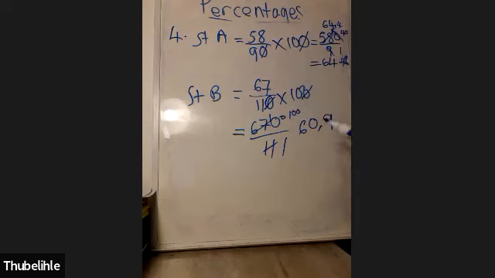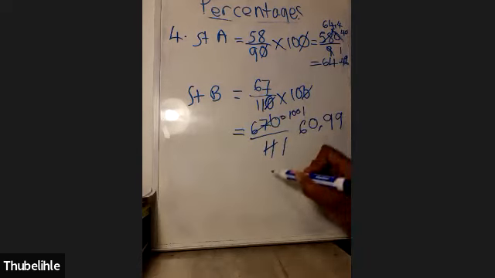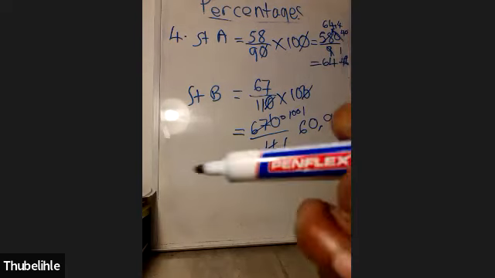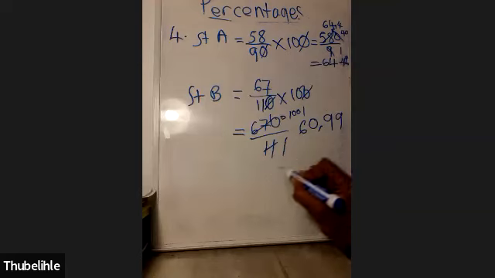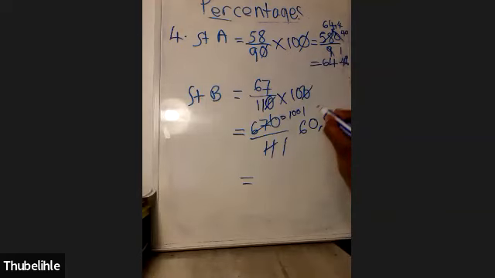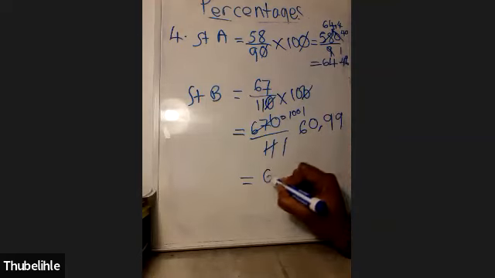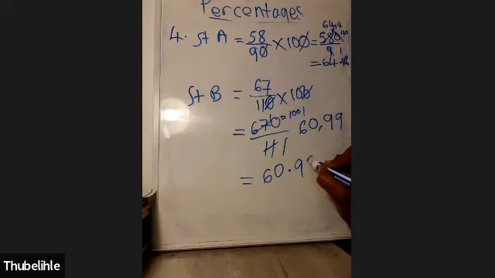Sorry about that. You get 9, remainder 1 again. So you can see over this, it's 60.999999. Okay. So which means this is basically 61%, but we can leave it as 60.9%.